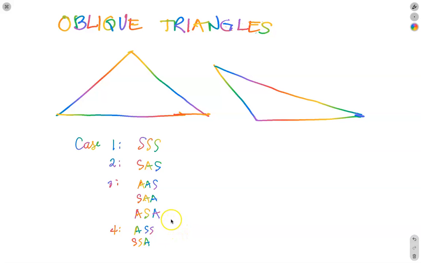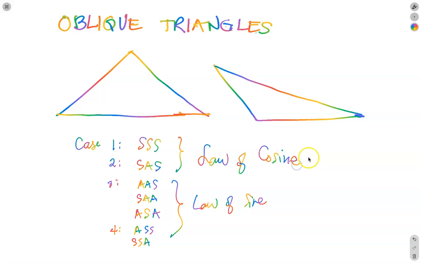Alright, if in right triangles we use the Pythagorean theorem, in oblique triangles we will use the laws of sine and cosine. The law of sine is used for cases 3 and 4. So the law of sine is used in these cases. And for cases 1 and 2, we will use the law of cosine. We will discuss each through an example.